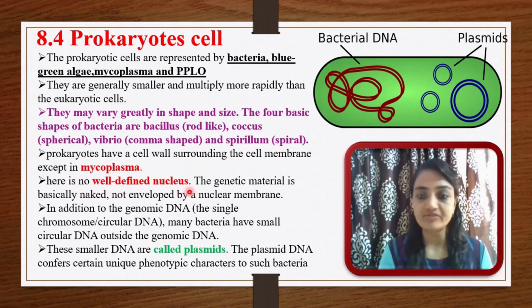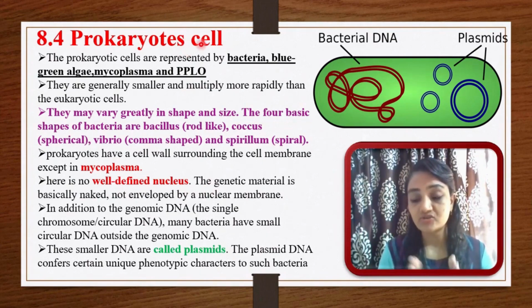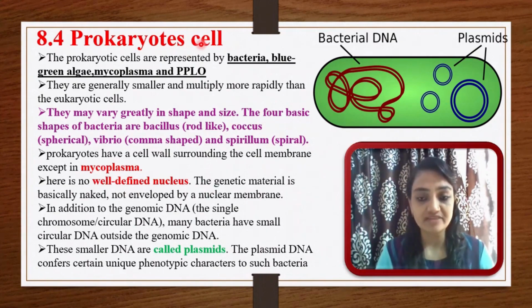Here there is no well-defined nucleus, because we are talking about a prokaryotic cell. As we discussed in the last lecture, the main difference between prokaryotic and eukaryotic cells is the nuclear membrane. Here the nuclear membrane is totally absent, and that's why there is no well-defined nucleus. The genetic material is basically naked, not enveloped by a nuclear membrane.